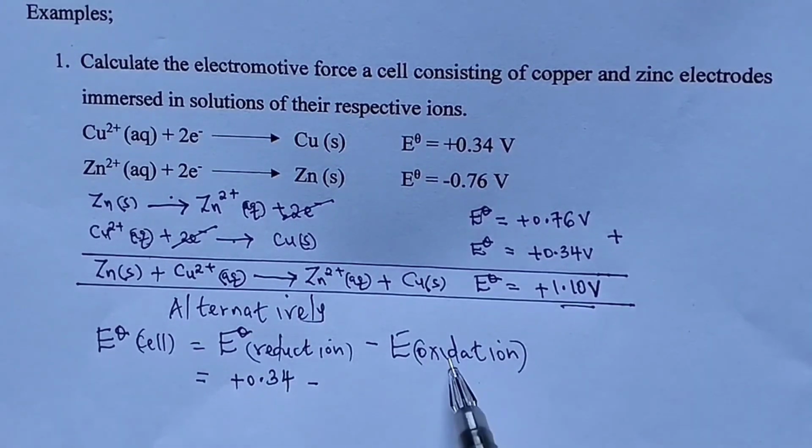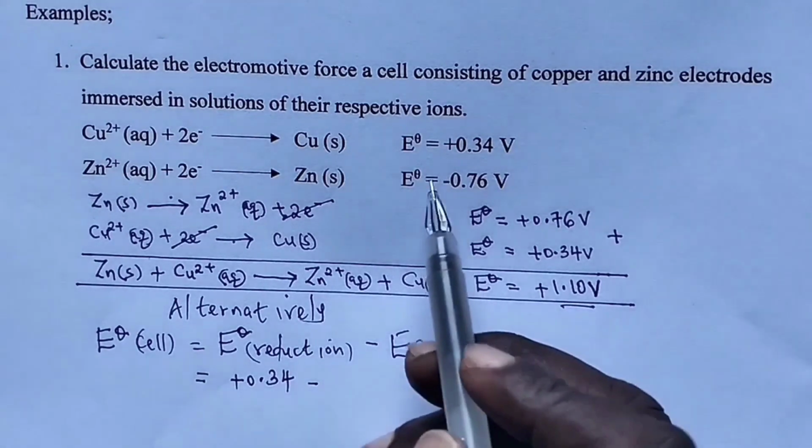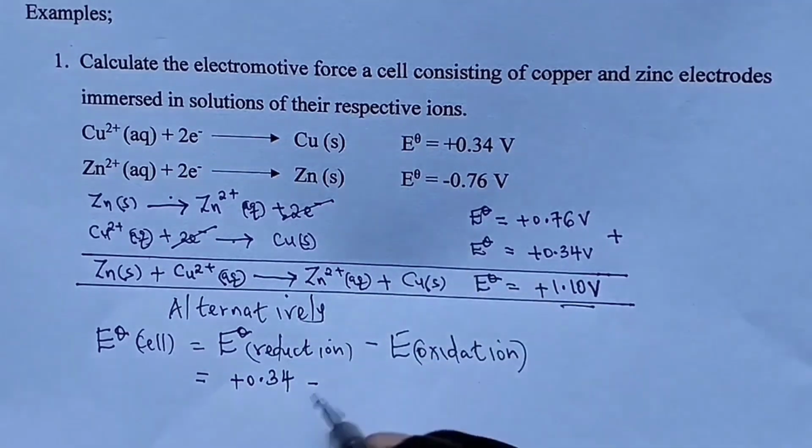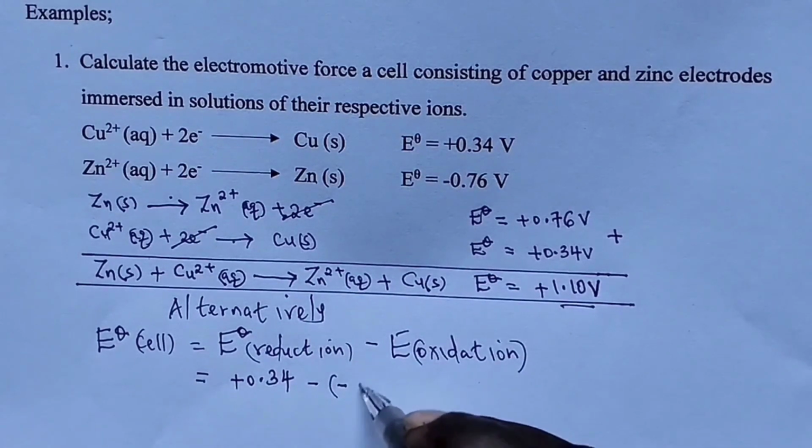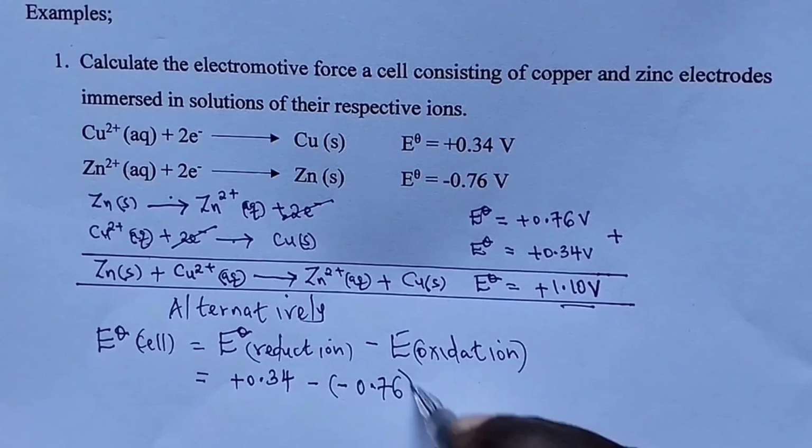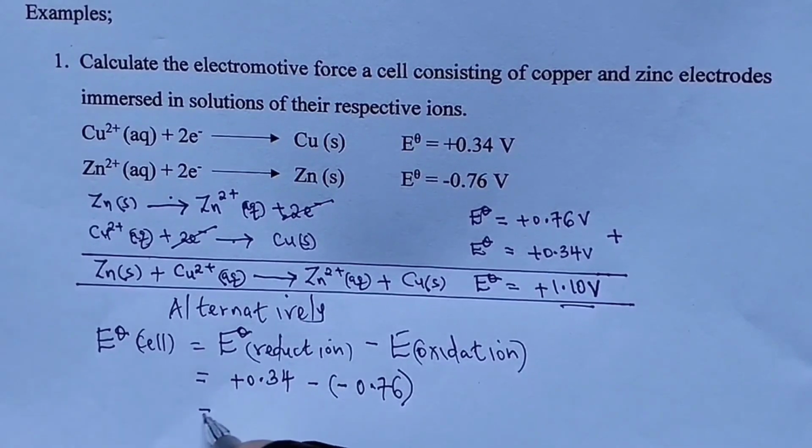Then E oxidation means it is the one that's the reducing agent. The other name for oxidation is reducing agent. So how do you know the reducing agent? It's the one that's the most negative. So we're going to say minus 0.76 volts. So if we put these values in the calculator, we are going to get positive 1.10 volts. That's the other way that we can answer that question.